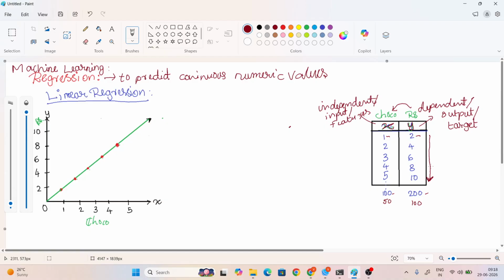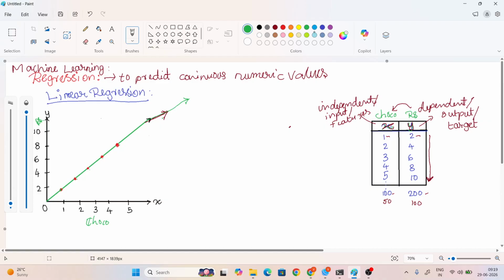Yes. So the graph goes linearly. This is called linear regression because the line extends linearly. So this is called linear regression: to predict the continuous numeric value and the relationship between dependent and independent variables.